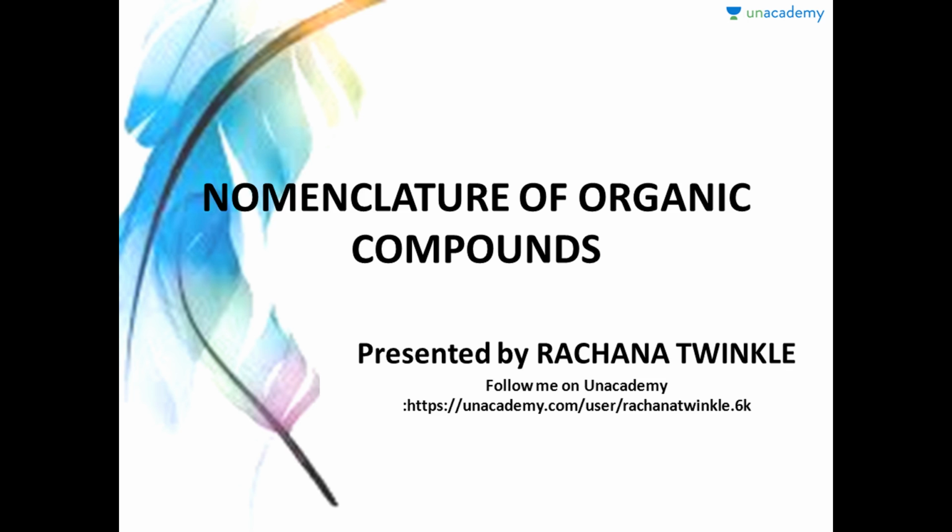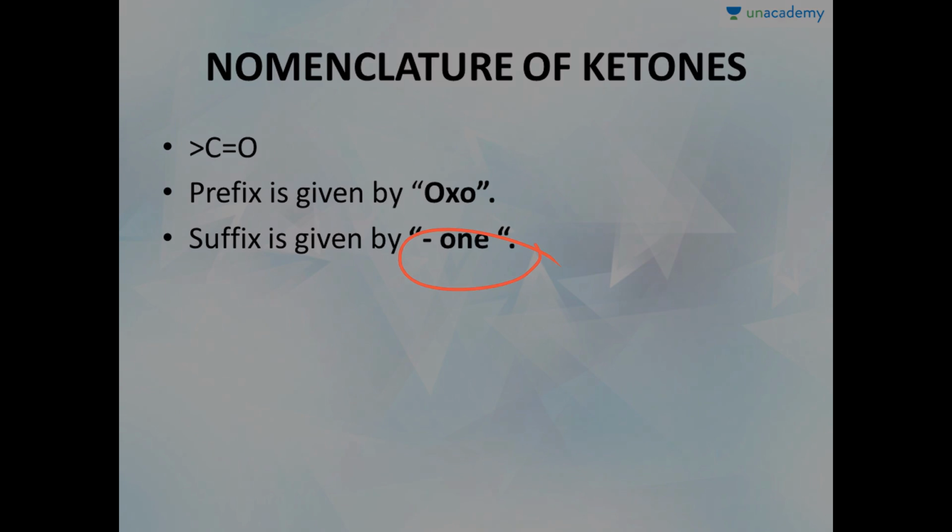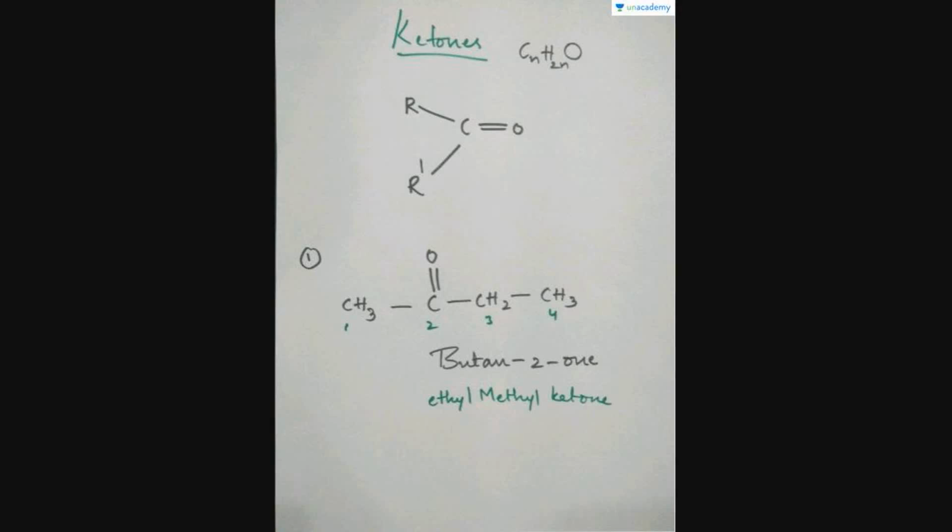Now let's see how to name ketones. The prefix for ketones is oxo and the suffix is one. The general formula for ketones is CnH2nO. For the carbonyl group, if two alkyl groups are attached, then they are called ketones. These alkyl groups may be same or different.